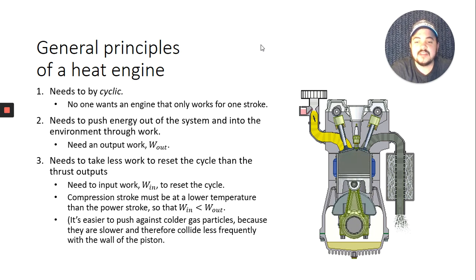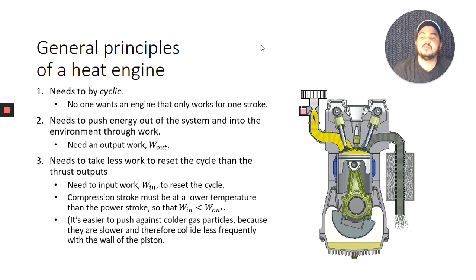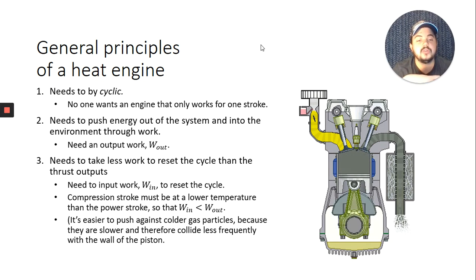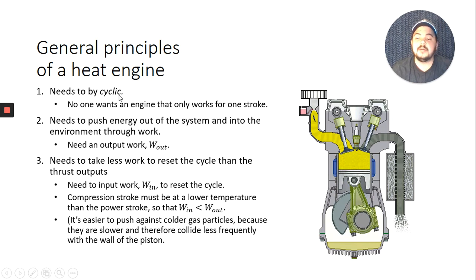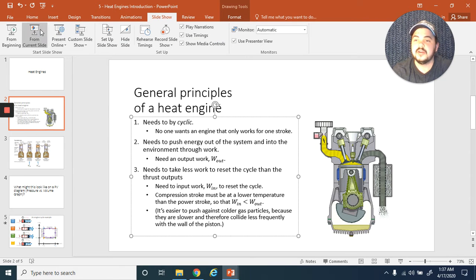And that note there, it's easier to push against colder gas particles because they are slower and colliding less frequently with the piston wall. So we are going to reset the engine, do input work, at a lower temperature than we're sending energy out into the world. That'll be at a high temperature. And that way we can make this last principle happen. Let's put that parenthesis in, and let's keep going.